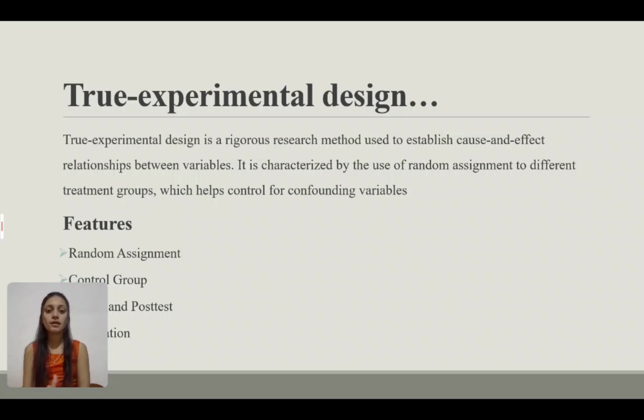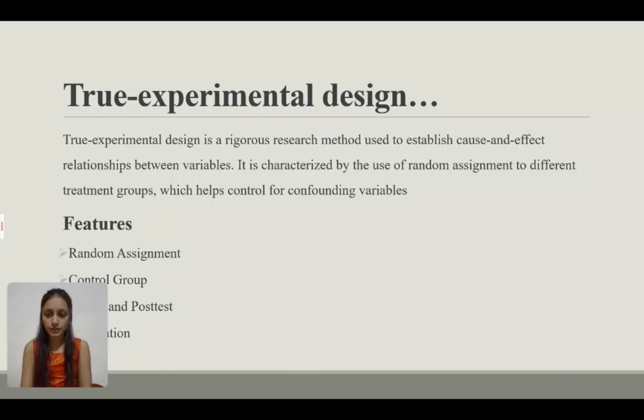True experimental design is a research method used to establish cause and effect relationships between variables. It is characterized by random assignment and different treatment of groups, while controlling the controllable variables. The main feature of true experiment, the first one, is random assignment. In this experimental design, participants are randomly assigned to either the experimental group, which receives the treatment, or the control group.